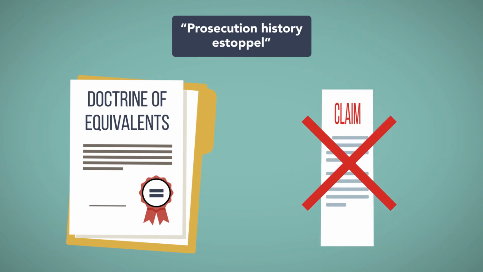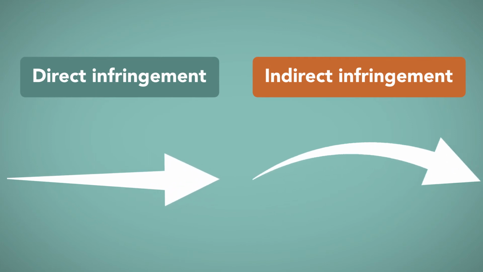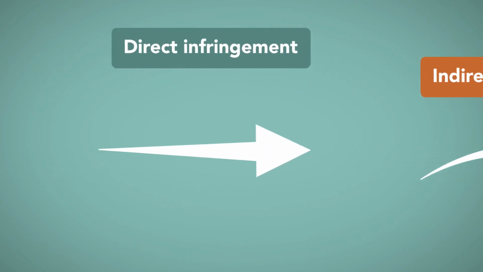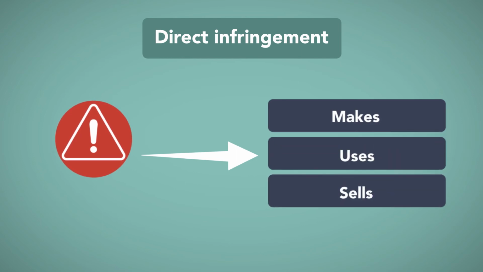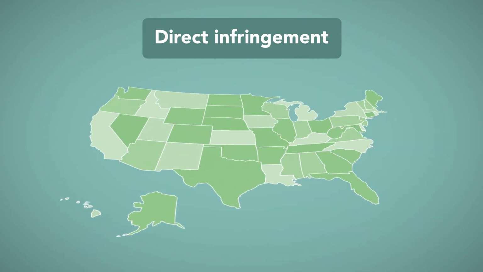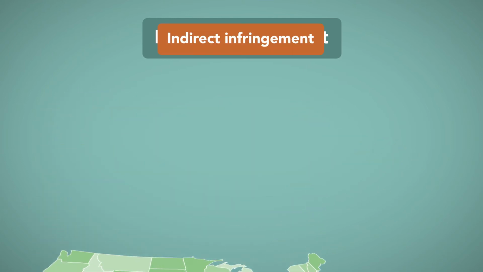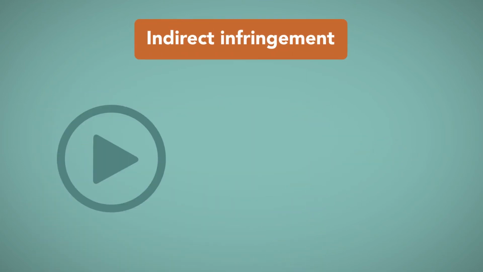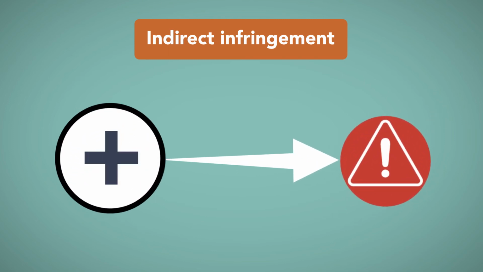Patent infringement can also be categorized as either direct or indirect. Direct infringement is the most common, and it occurs when a person or entity makes, uses, or sells a patented invention within the United States or imports a patented invention into the United States. Indirect infringement means inducing someone else's direct infringement or contributing to direct infringement.